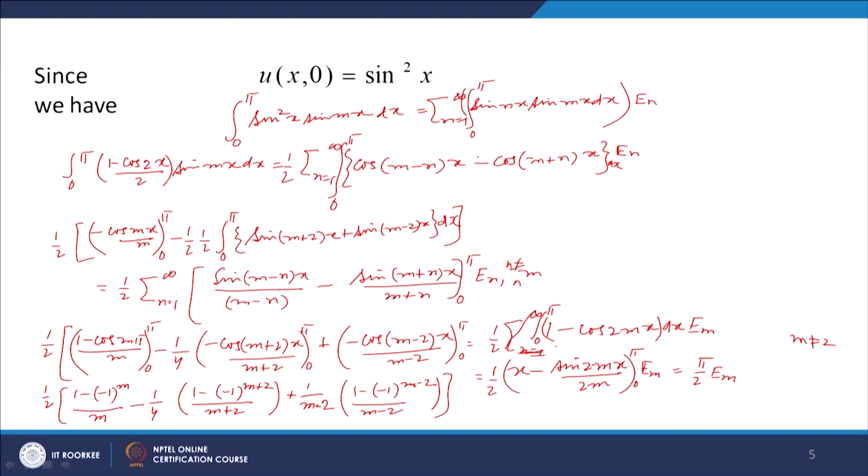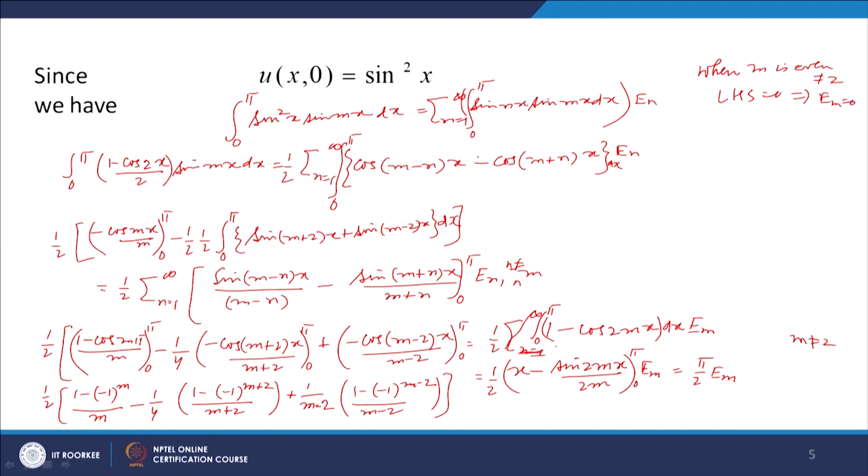Here you can see that if m is even, then 1 minus 1 is 0. M is even means m plus 2 is even, so this is also 0. When m is even, 1 minus minus 1 to the power m minus 2 is 0, so this is also 0. So, let us take m to be odd. The m equal to 2 case we will resolve later. When m is even and not equal to 2, we get the left side as 0. So, Em equal to 0.